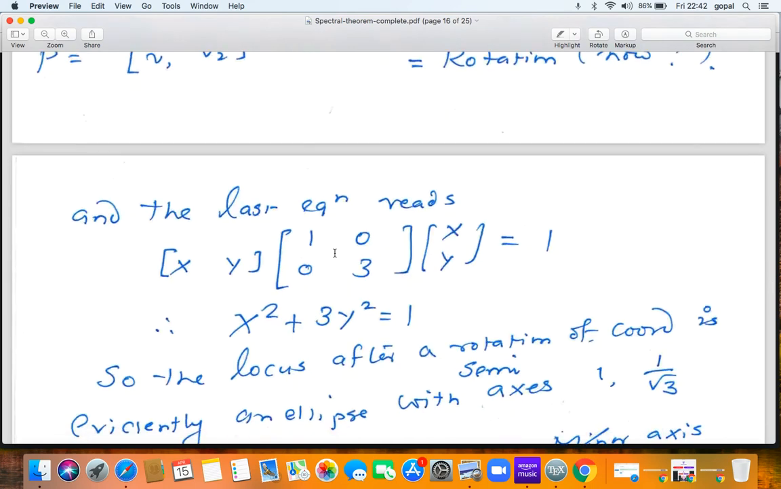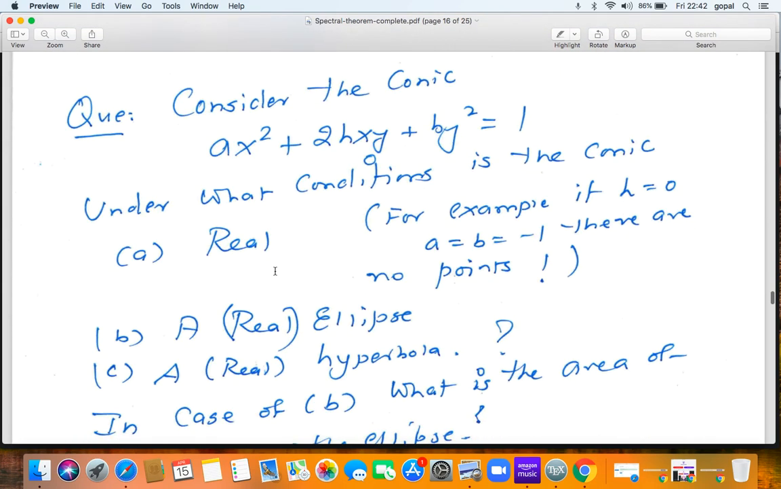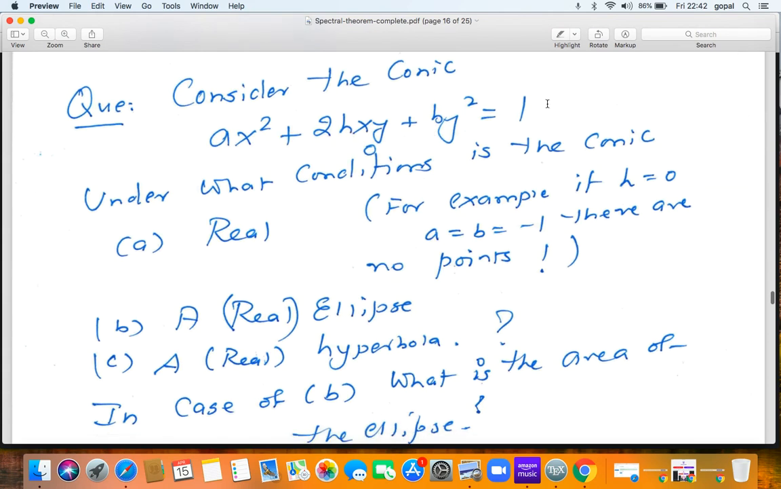Then I would have gotten minus x squared minus 3y squared equal to 1. There are no real points x and y satisfying minus x squared minus 3y squared equal to 1. Then I would have said that the locus is empty, or the locus is not real. It's imaginary. So under what conditions on A, B, and H does this particular conic have real points? That is, it is a real locus.